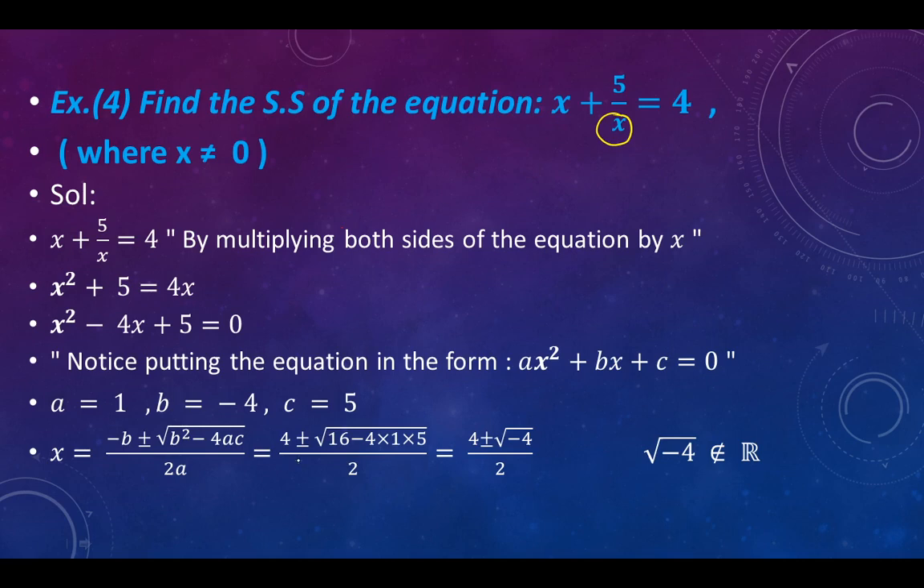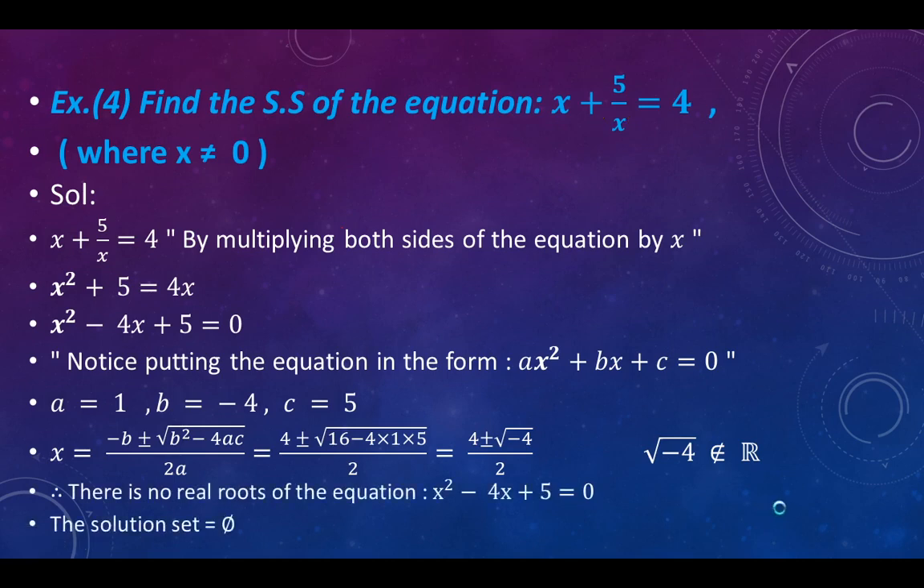So that is 4, positive or negative, the square root of negative 4 squared, which is 16, minus 4 multiplied by a equals 1, times c equals 5, over 2. This equals 4, positive or negative, 16 minus 20, which is negative 4, over 2. Negative 4 under the square root doesn't belong to R, so the solution set equals phi. Okay, let's go to another example.